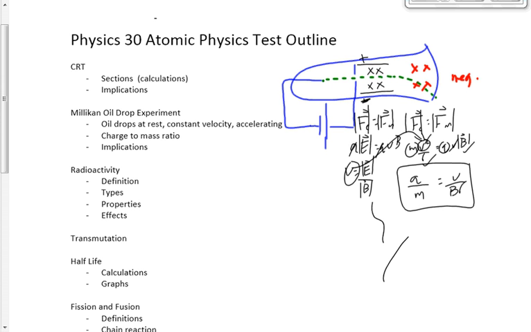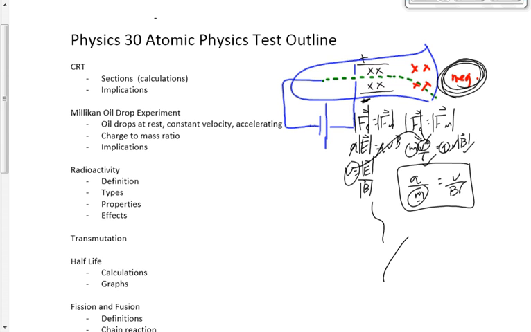What was special about that number? It was really big. Now, if this value that we get for q over m is really, really big, then that must mean that m is really, really small. In fact, smaller than the mass of an atom. And if you've got a negatively charged particle that has a mass that's smaller than the mass of an atom, then that must mean that it's subatomic.